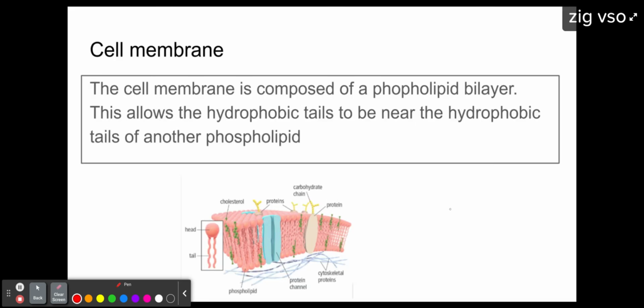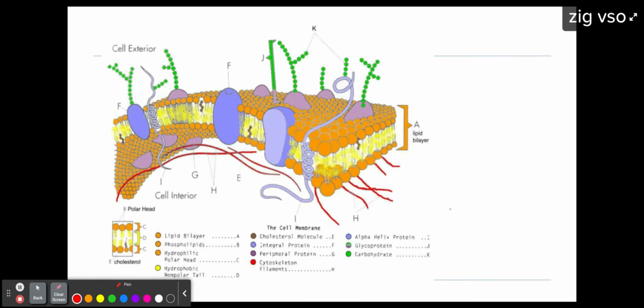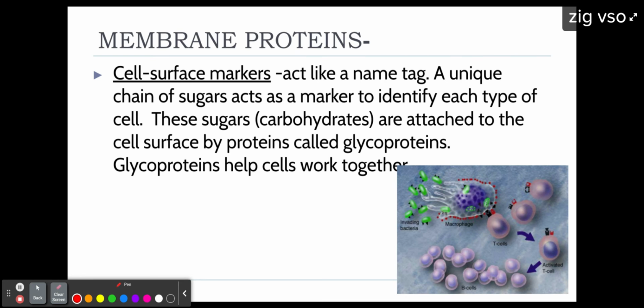The cell membrane is also important because it controls influx and outflux. So making sure that the cell doesn't lose things or have things come into it that it doesn't want, the cell membrane allows control of that. So it's composed of a phospholipid bilayer, which we already talked about. So the hydrophobic tails are in the middle, and the hydrophilic heads are on the outside, where they're going to find those aqueous solutions. And then you have materials embedded into the cell membrane, such as cell surface markers, which act like a name tag. They're usually glycoproteins, which are carbohydrates attached to a protein.